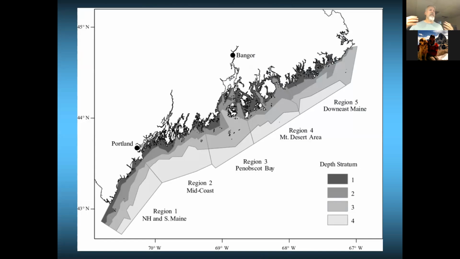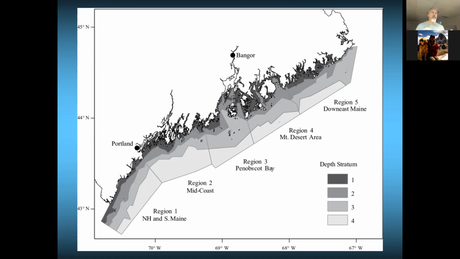Okay, and then they have a depth strata on top of that. So they have 4 depth strata, and I don't remember what they are exactly for the Maine New Hampshire trawl survey, but they're probably 0 to 10 meters, 10 to 20 meters, 30 to 50 meters, and over 100 meters, all within state waters. So this doesn't go all the way into the Gulf of Maine.